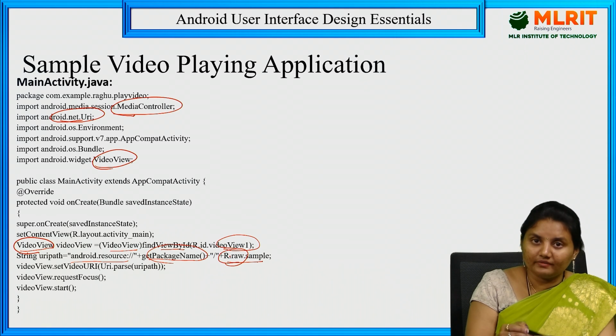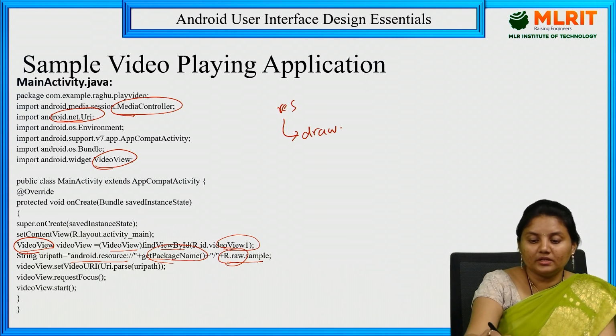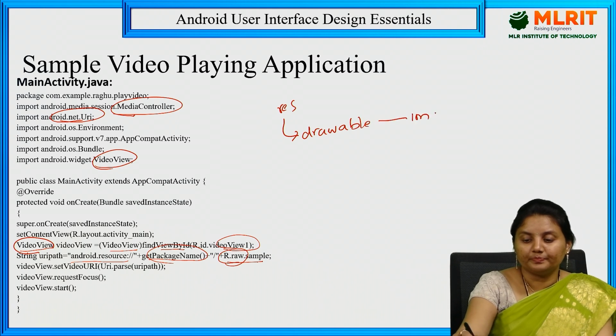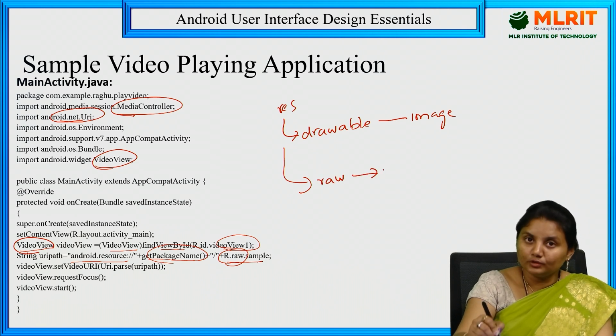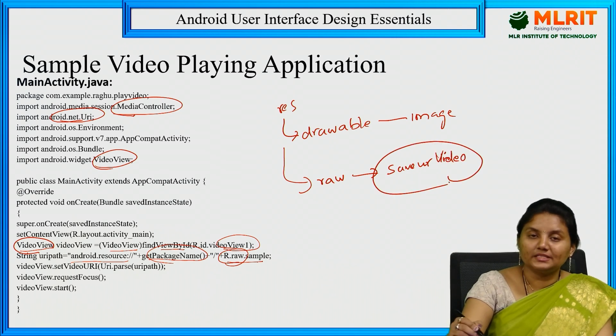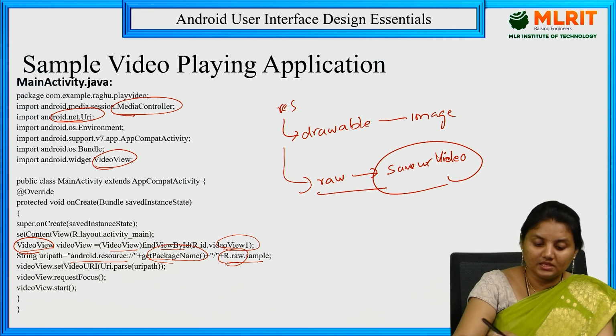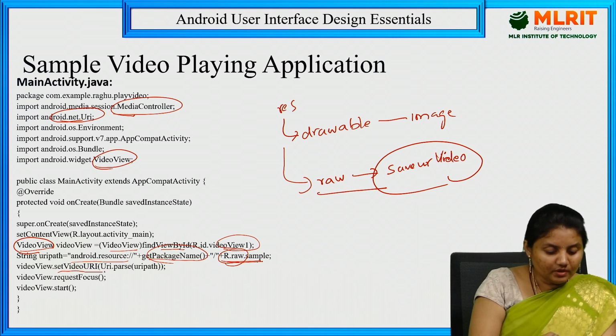R.raw.sample. Why are we giving this? Inside your resource folder, in drawable we are giving what? Image. Inside this, by right clicking, you create one folder called raw. In this raw, you have to save your video. So this video file is named with some name. That path is going to be taken by this R.raw.sample. Now set the video URI. So this URI path is set by using setVideoURI. From this only it will take the path.